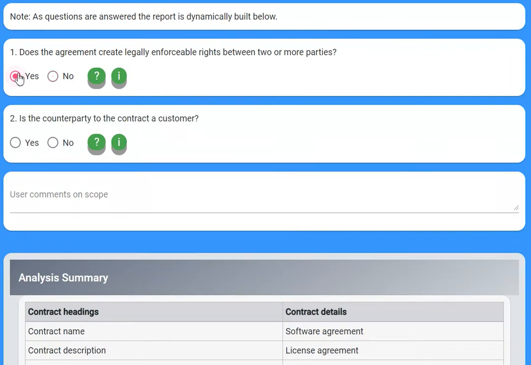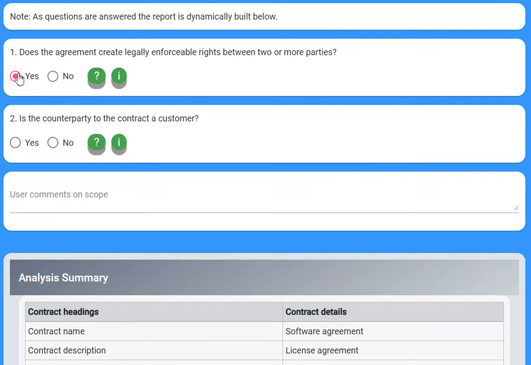So the next question that comes up is, is a counterparty to the contract a customer? So the standard is revenue from contracts with customers. There are multiple contracts like JVs, collaboration agreements, things of this sort, which would not be considered a contract with a customer, hence they would be out of scope of the standard.